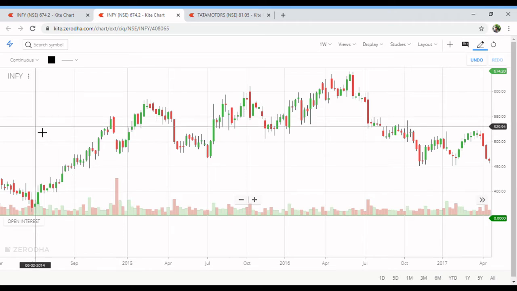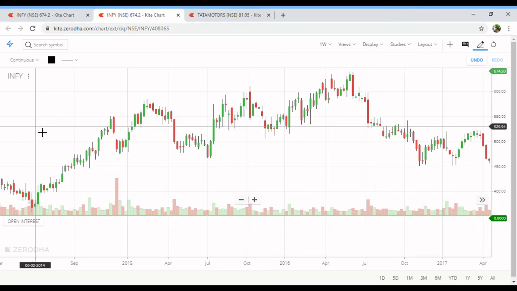Today we'll look at the triangle chart pattern. The triangle chart pattern is a breakout strategy, so it can go either upside or downside. If you have an upside breakout with very good volume, then you should go long, and if there is a downside movement with very good volume, then you should go short.